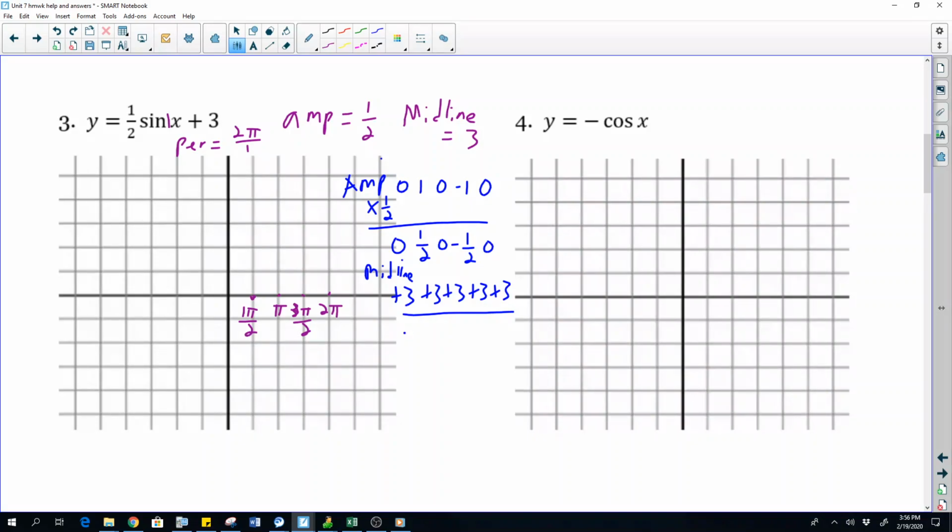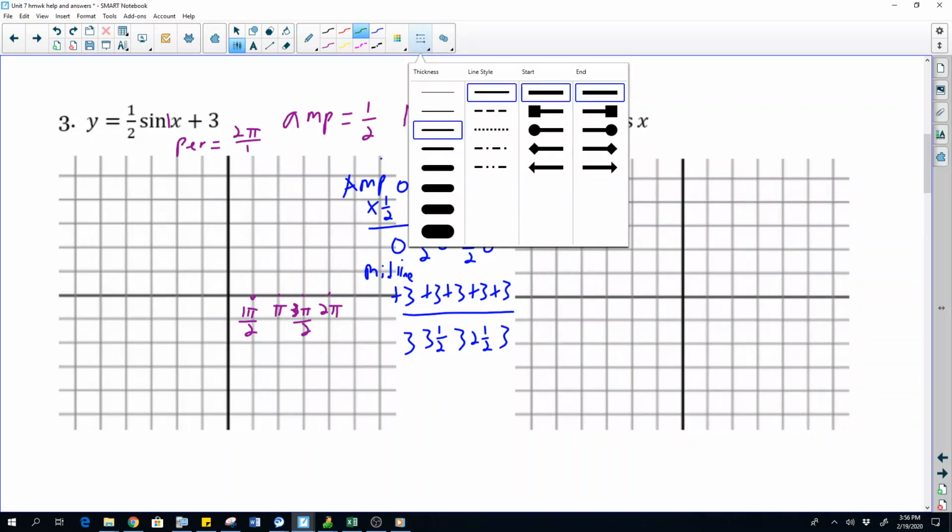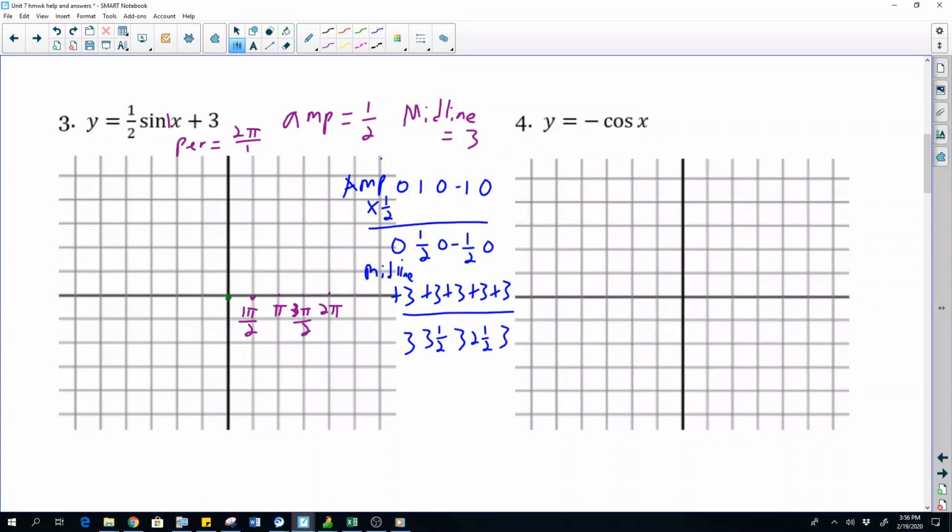So 3 plus 0 is 3. 3 plus a half is 3 and a half, if you want to make it easy on yourself. Then 3, and then 3 minus a half is 2 and a half, and then 3. So let's graph that now. Just remember that each of these 5 numbers, these corresponding dots, goes with the 5 numbers of sine that we manipulated. These are the y values, and the x values would be 0, pi over 2, pi, 3 pi over 2, and 2 pi. So we're going to match those up and graph them.